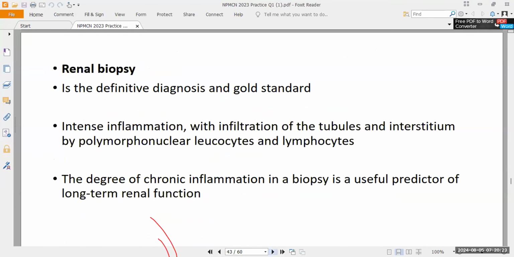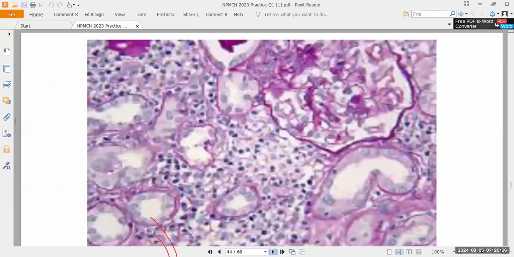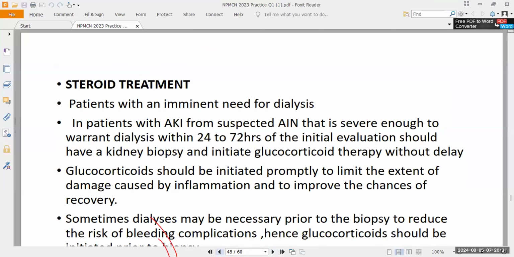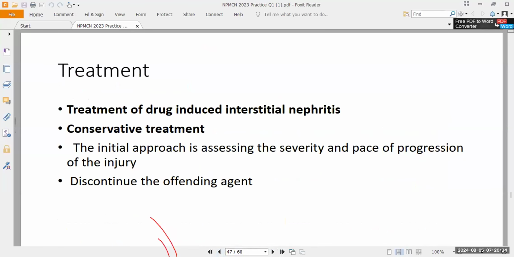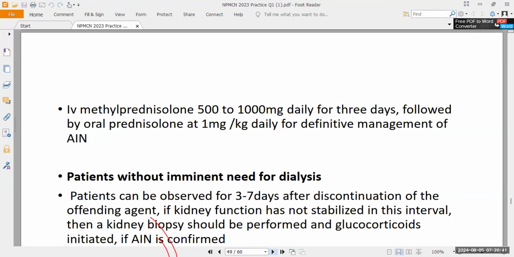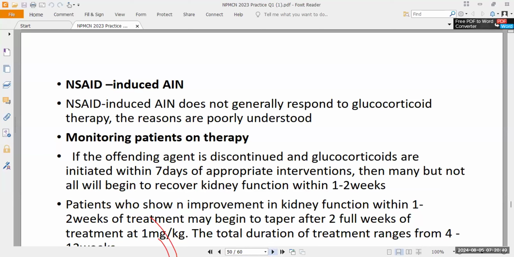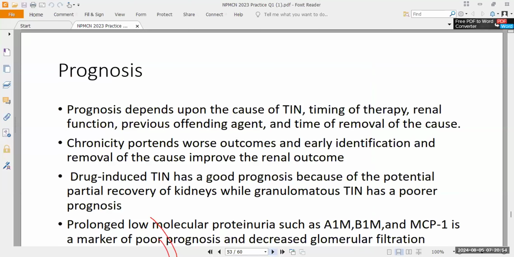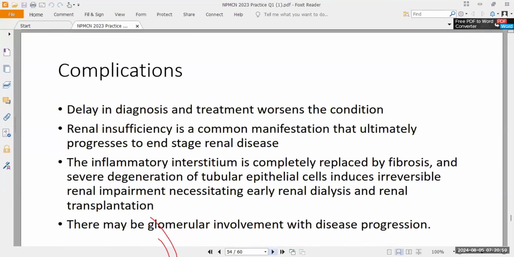So the investigations, I've already mentioned most of them in the questions. The treatment is removal of the offending agent and treatment of the underlying cause, depending on the cause. The mainstay of treatment is steroid. In non-response to steroid, you can use immunosuppressive agents, MMF. Monitoring therapy is also important. This is an algorithm showing the management of tubulointerstitial nephritis.